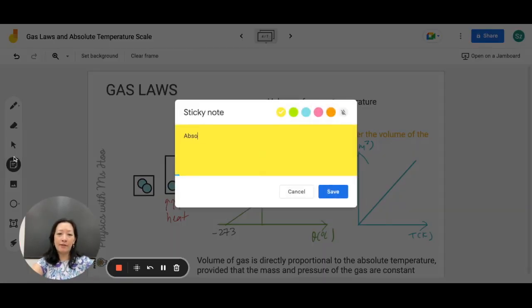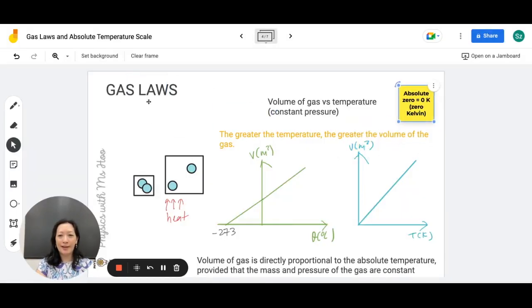Okay, absolute zero is specifically at 0 Kelvin. Sorry about that. It's at 0 Kelvin, volume is zero, and the gas pressure is zero. This law was discovered by Charles, so that's why this is known as Charles' law. And that's the second gas law.